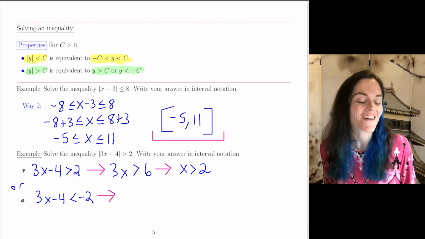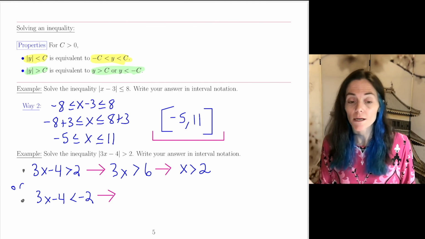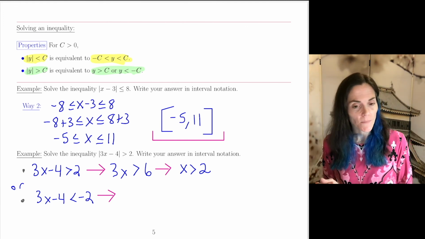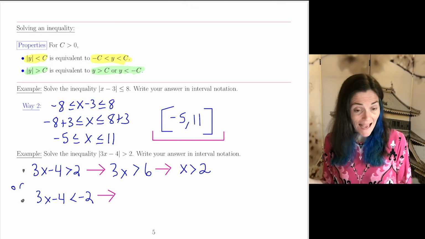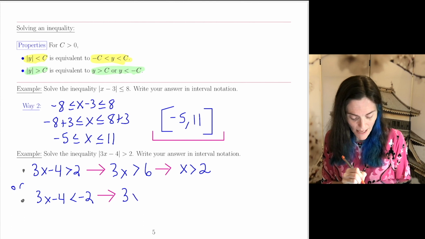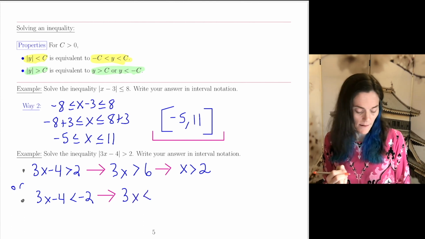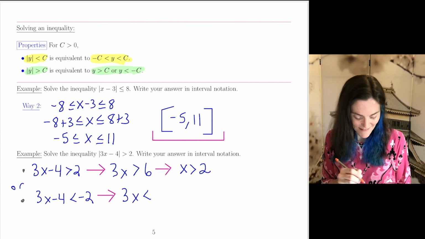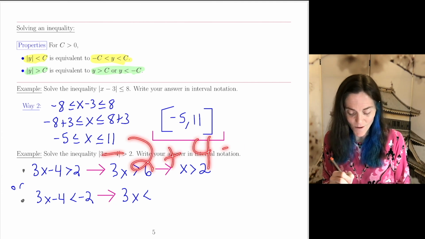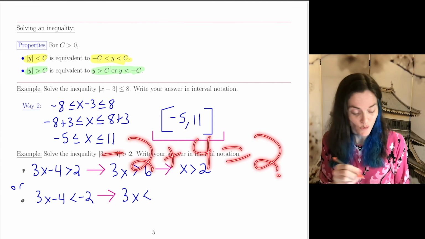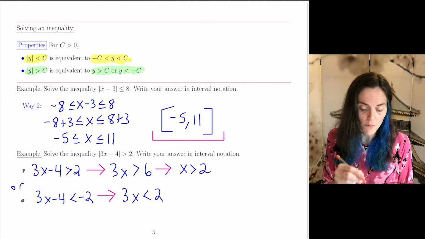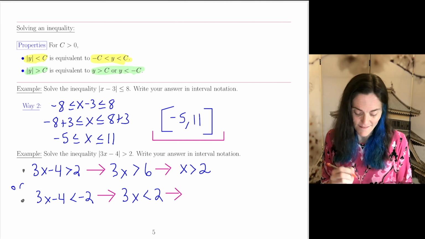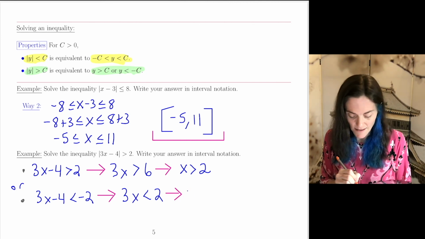Or let's do the other one. 3x minus 4 could be less than -2. But this is going to be similar in my steps in that I want to first add 4. We get 3x is less than, well, -2 plus 4. You see, this is 2. 3x less than 2. Once again, we can divide by 3. And we get x is less than 2 over 3.